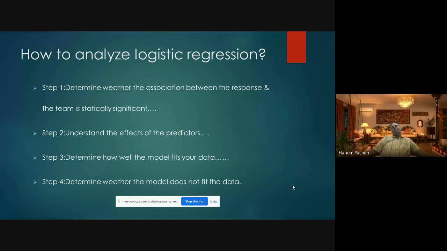So how to analyze logistic regression in SPSS? Step 1, determine whether the association between the response and the terms is statistically significant. Step 2, understand the effect of the predictors. Third, determine how well the model fits your data. Fourth, determine whether the model does not fit the data.